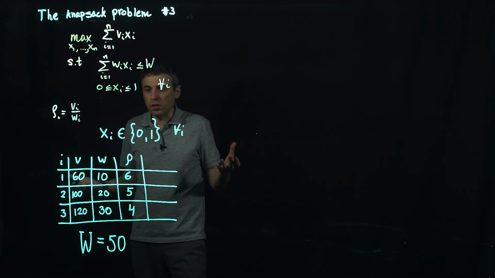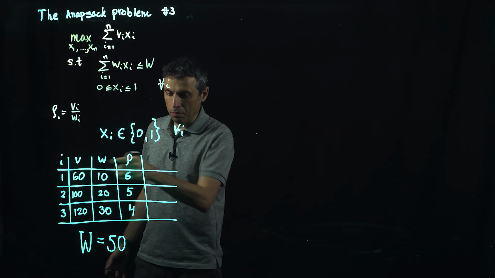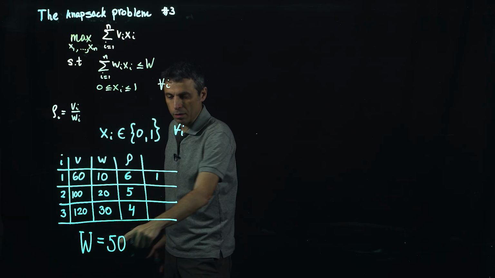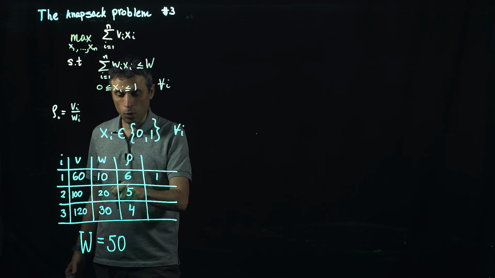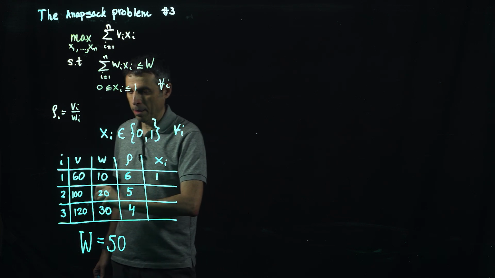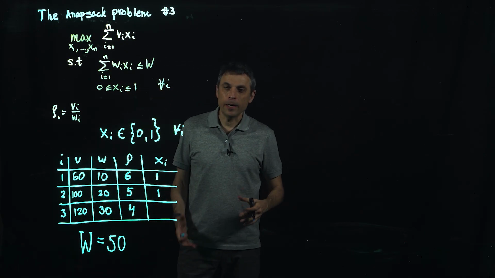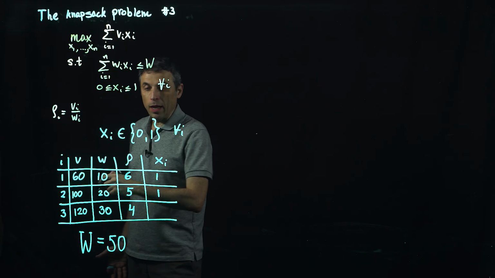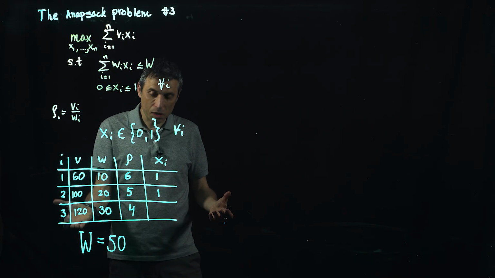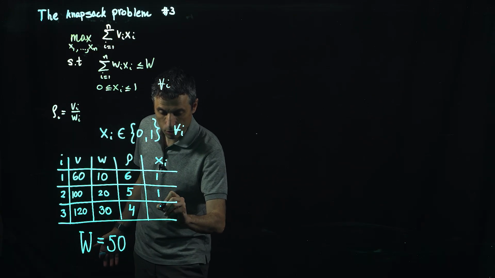The greedy algorithm will say, okay, take the one with the highest density, give it 1, it's just 10 pounds, it's less than 50. The second one is this, also 1, this is the xi, and I'm only at 30. Should I take the last one? Well, I would like to, but I can't, because then I will have to carry 60 and I cannot carry more than 50. So I have to put 0 here.